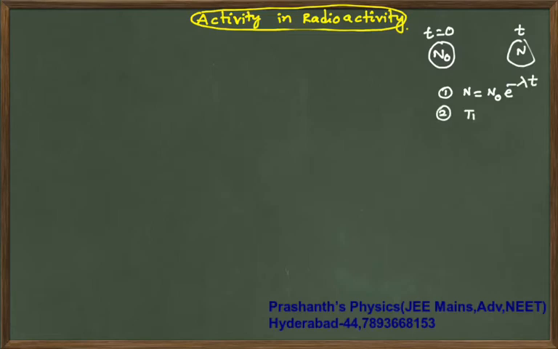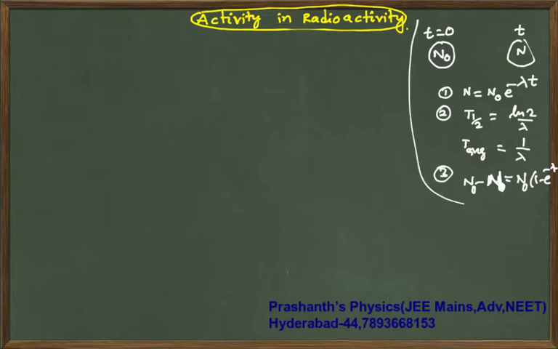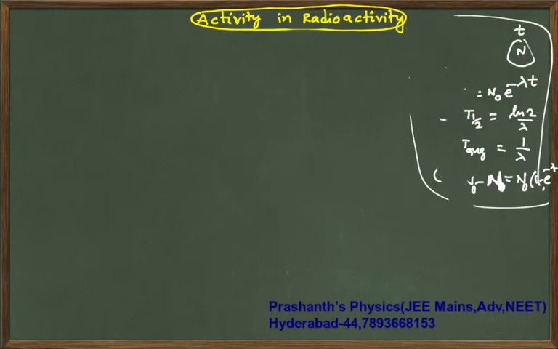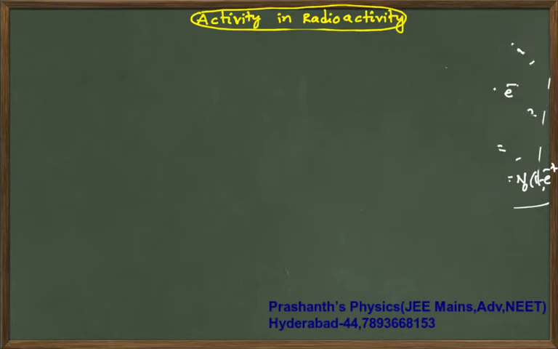Then t half is ln 2 by lambda, t average is 1 by lambda, and the number of nuclei decayed is n naught minus n, which is n naught times 1 minus e power minus lambda t. Something like this we have seen in the previous classes. Now I am going to explain something extra from what you have learned previously.